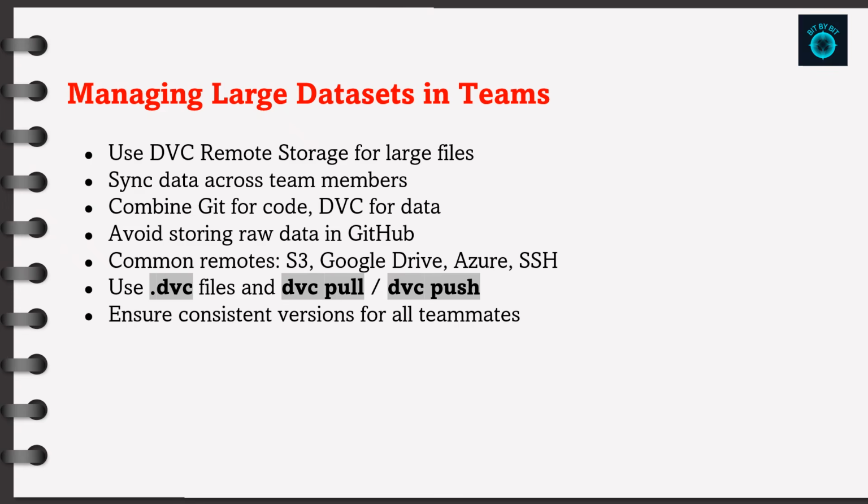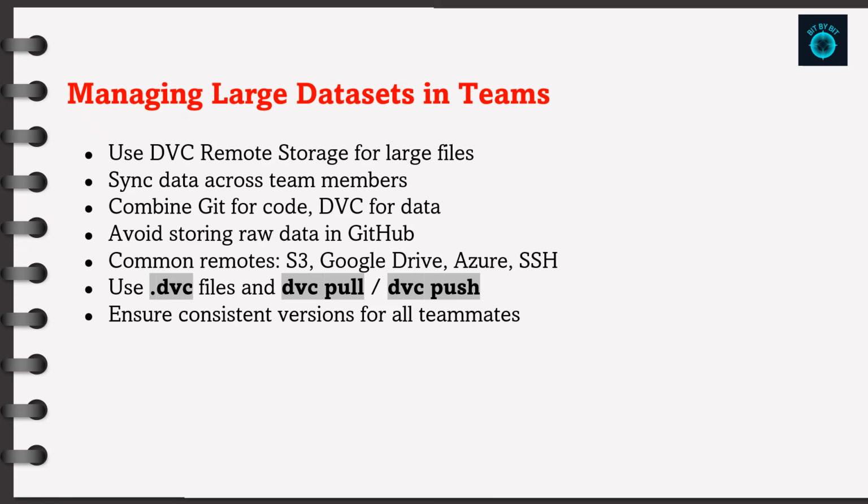Managing large datasets in teams. In most machine learning projects, datasets quickly grow to gigabytes or even terabytes. Storing those large files directly in GitHub is not practical. It slows everything down and can even break the repository. That's why teams use DVC remote storage. The idea is simple. Git tracks code, small configuration files, and DVC metadata, while DVC handles the large data files in external storage like Amazon S3, Google Drive, or an Azure Blob.